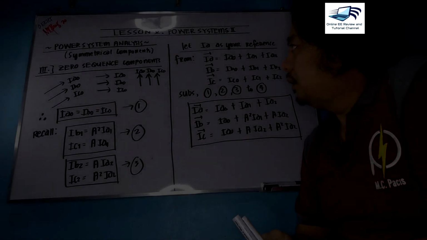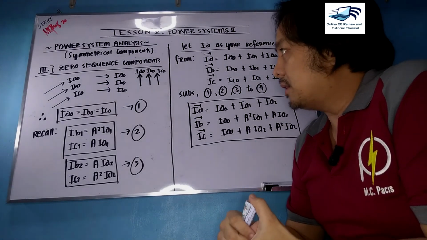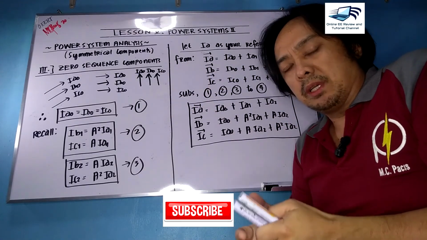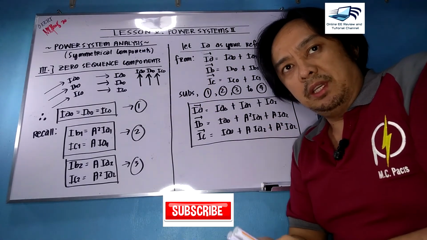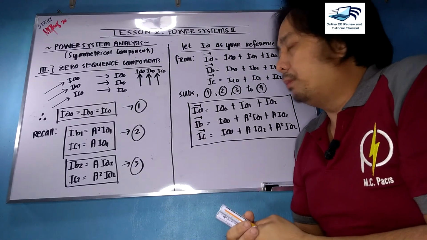Hi once again. So we will discuss the continuation of the symmetrical component analysis, and just a recap of what we have discussed on the last slide. We discussed positive sequence and negative sequence. Today we will discuss zero sequence components.